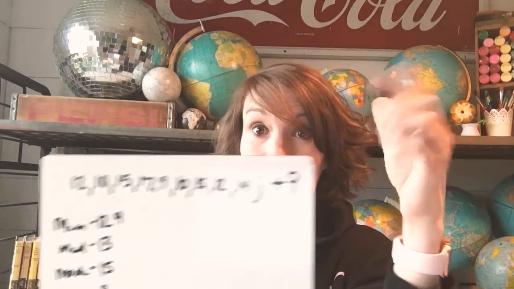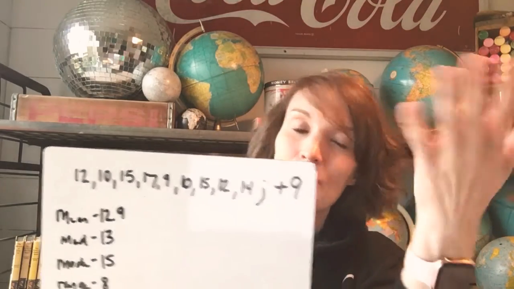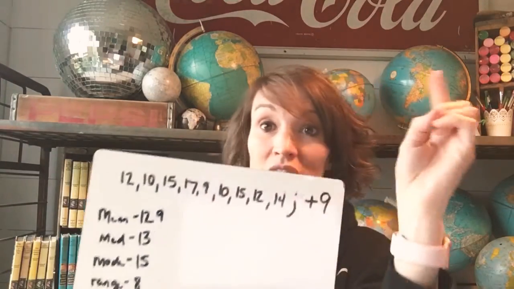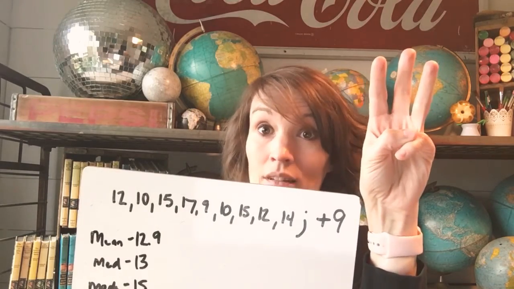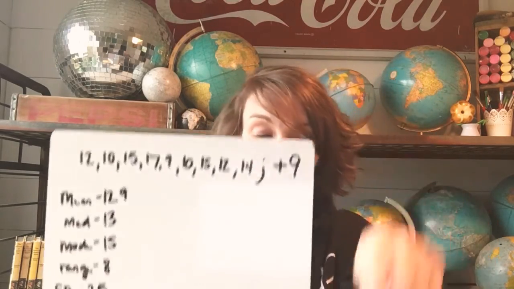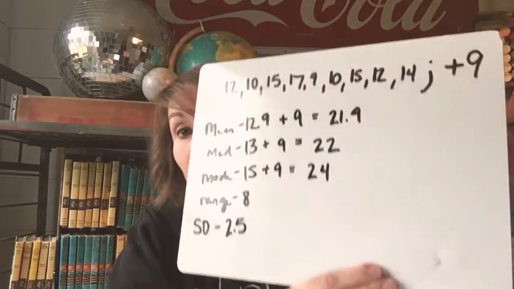When you're adding the 9 or subtracting the 7, like if you subtract 7, that's really adding -7. But what changes is the mean, median, and mode change. And they change by doing whatever happened. So add 9, the mean, median, and mode go up 9. So the mean suddenly becomes 12.9 plus 9, which is 21.9. The median becomes 13 plus 9, which is 22. And the mode is 15 plus 9, which is 24. Okay, that's how all those change.